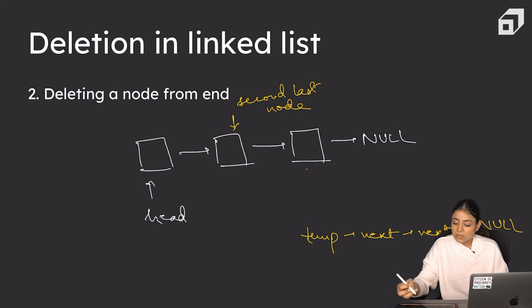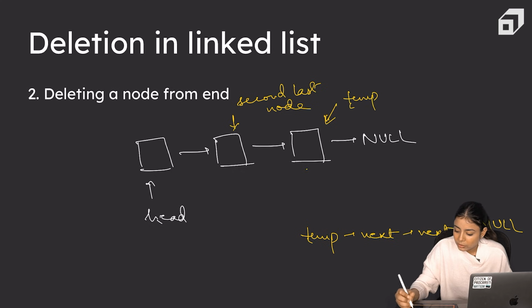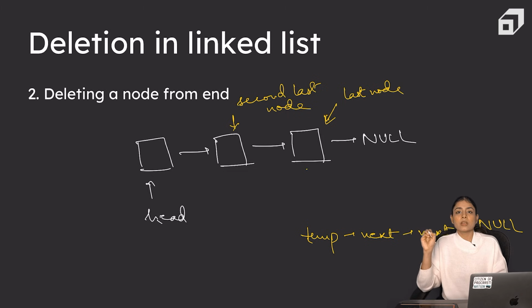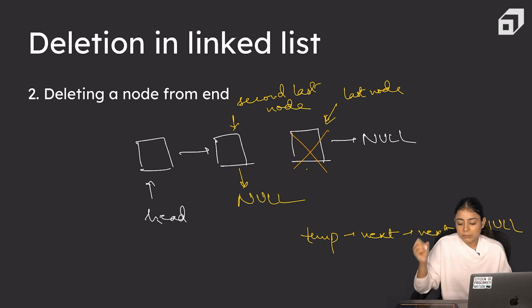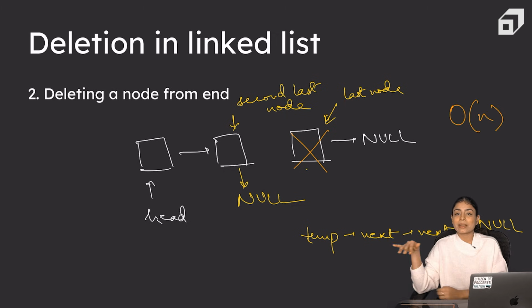When I have reached the second last node, I can create a new pointer, temp or just last node, that will be pointing to my last node that needs to be deleted. And then I can change this link. I'll say the next of second last node should be pointing to null, and in the end I can free my last node. Alright, and the time complexity here would be O of n, because I'll need to traverse my entire linked list to reach the end of my linked list.